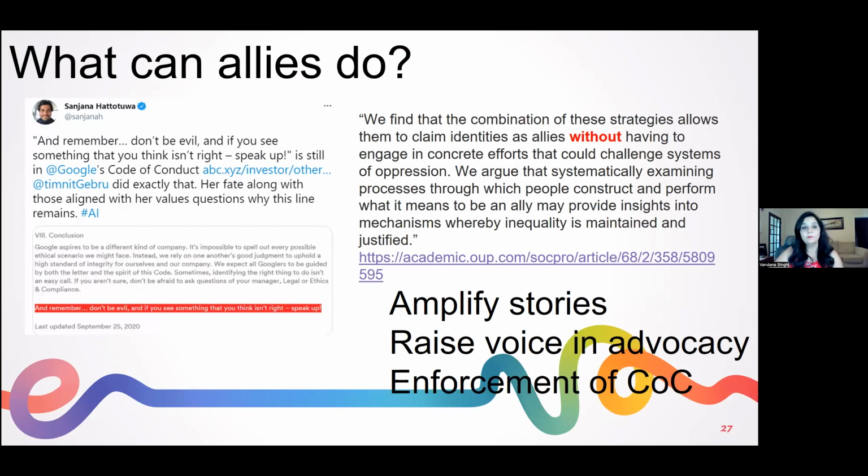Allies can also amplify stories. When we see examples of things not going very well, then we can share those examples. We can raise voice in advocacy, and we can talk about enforcement of COCs. I think codes of conduct really have that value where if something is happening in a community and we have it in our codes of conduct that we are not going to tolerate this, then it's very easy for other people to point out and say, well, in this community, this is what we believe in. So if you can't follow these, you're welcome to leave.